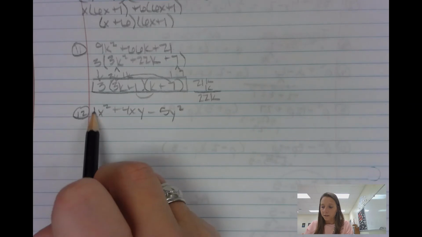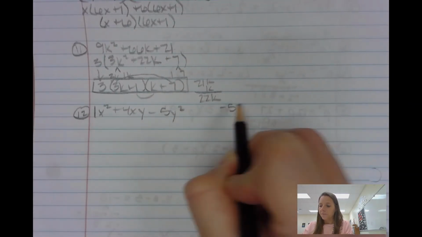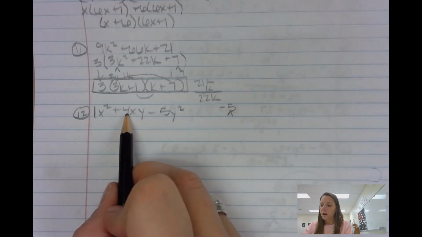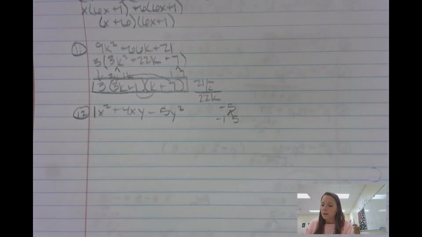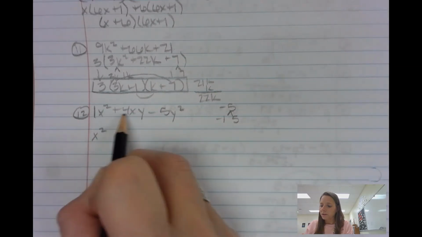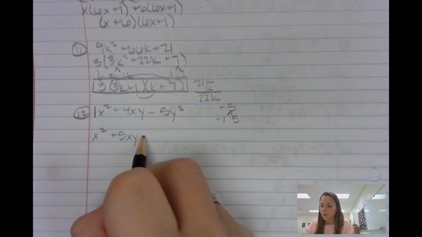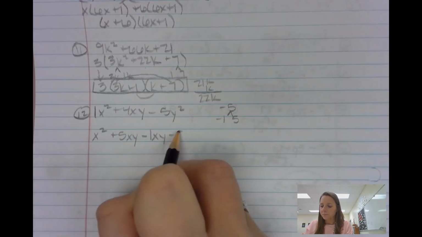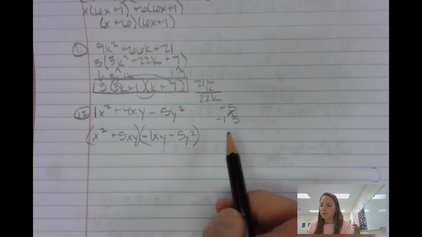The A is a 1. Okay, so that's 1 times negative 5 is negative 5. Okay, factors of negative 5 that add to 4: negative 1 and positive 5. All right, so here, I'm going to split this up using 5, and make sure you put xy with both of them, and then negative 1xy minus 5y squared. Now, group it. And it doesn't matter which order you put these two in.